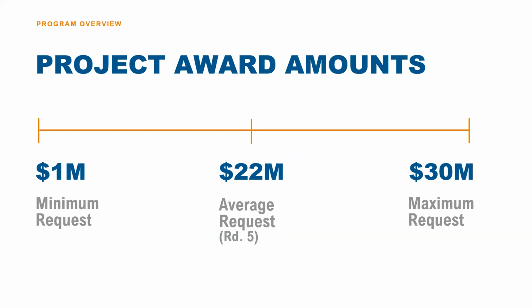The average request was $22 million in round five across all projects in the state. In a bit, I'll let you know how much money there will be in round six, but first I'll show you how an application is broken up into the different funding buckets.